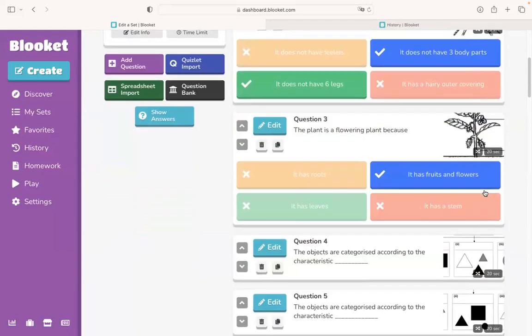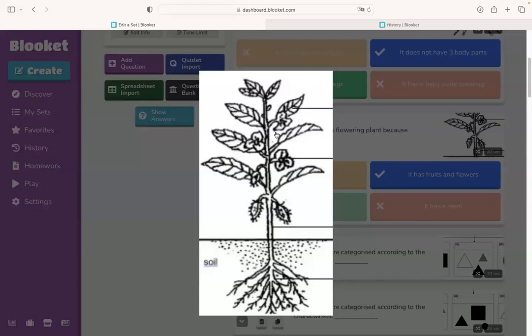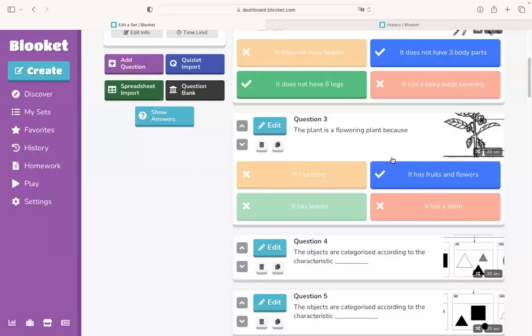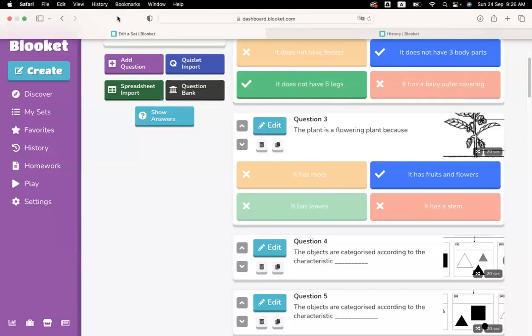Okay, question 3. This plant is a flowering plant because it has fruits and flowers. The fruit is here, the flower is here. All right.